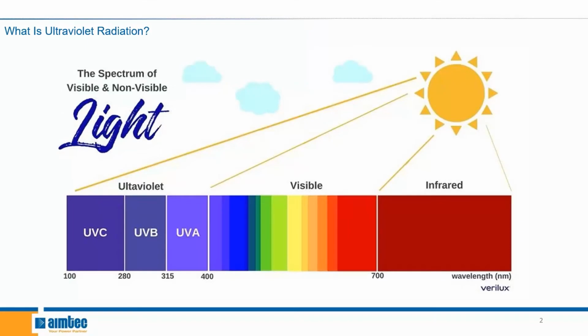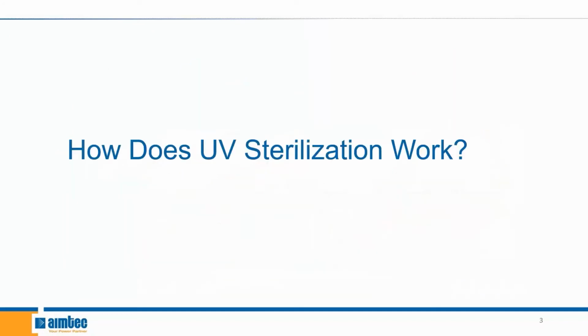Within the ultraviolet radiation spectrum, we have classified the UV rays into 3 types. UVA, which are long wave, from 315 to 400 nanometers, UVB, medium wave, from 280 to 315, and UVC, short wave, from 100 to 280. UVC are the type of waves that we will be talking about in this course. So how does UV sterilization actually work?